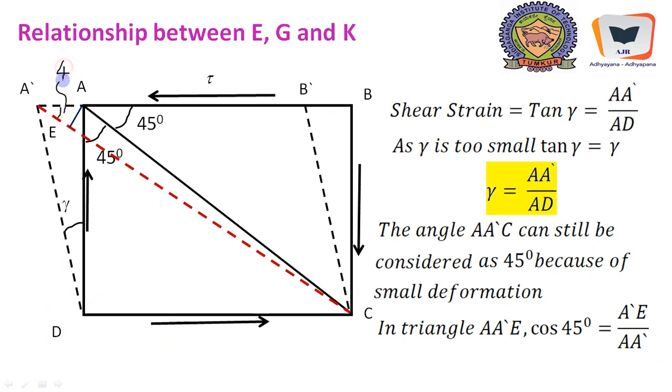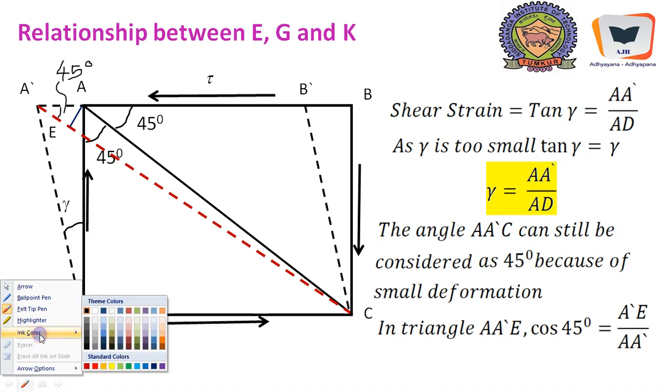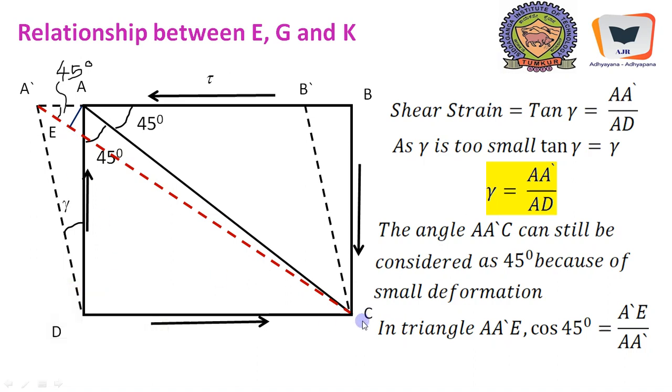Now we want to replace this AA dash by some other variable. In triangle AA dash E, cos 45 degrees equals adjacent by hypotenuse. Adjacent is A dash E and hypotenuse is AA dash. Then we have a replacement for AA dash, and AA dash happens to be A dash E divided by cos 45, by just tweaking this equation. So A dash E divided by cos 45, because we need to replace this AA dash over here.